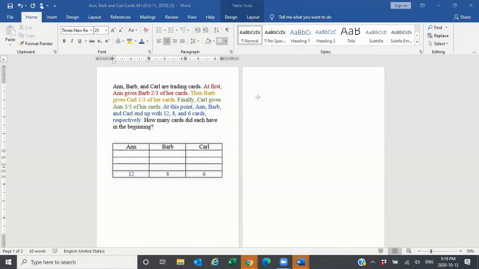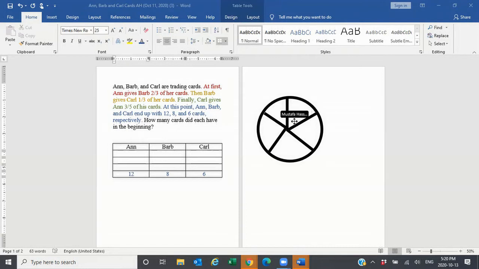Alright, now I'm going to make a fraction diagram to represent the fifths. I'm going to divide it into 5 pieces. Note that I probably can't make these equal, but I need them to be equal. Yeah, those aren't very equal. I'll try to make it as best as I can. There, good enough. Now, because Carl gave Anne 3/5, I'm going to shade in 3/5.